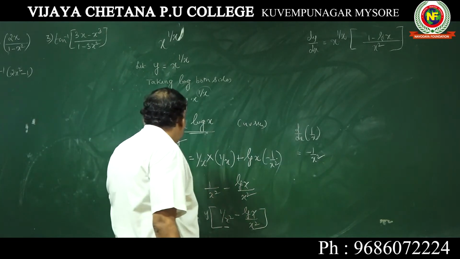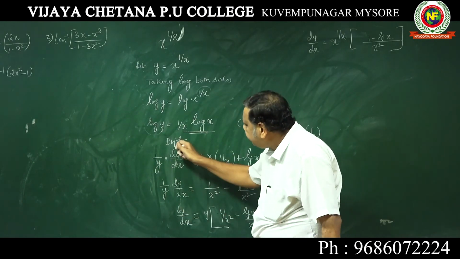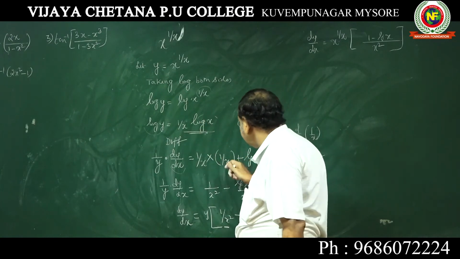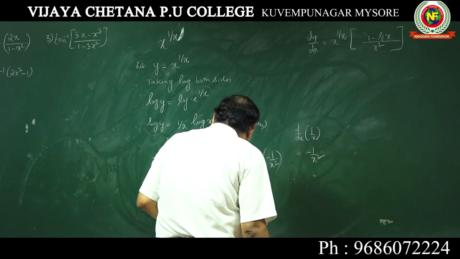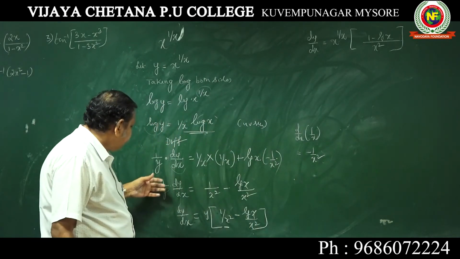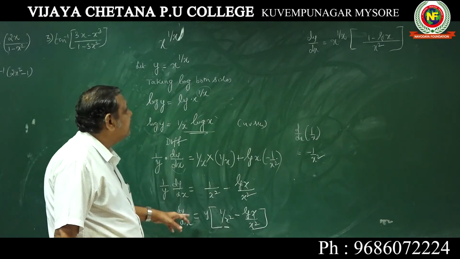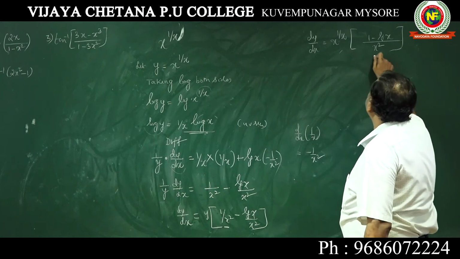Differentiate now. When you differentiate 1 by y implicit function into dy by dx is equal to product rule 1 by x into log x differentiation 1 by x plus log x into 1 by x differentiation minus 1 by x square. 1 by y dy by dx is equal to 1 by x square minus log x by x square. Replace y, take LCM and get the answer.